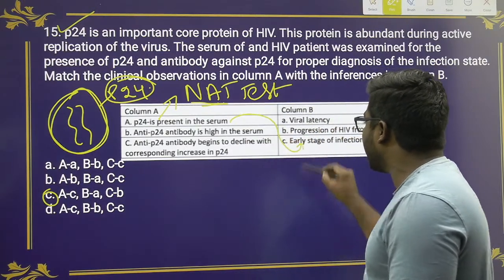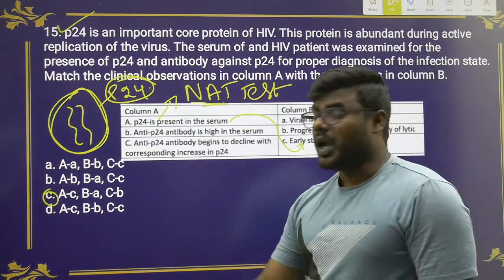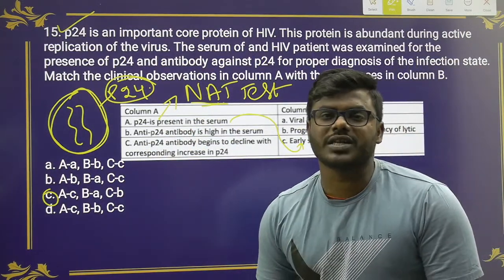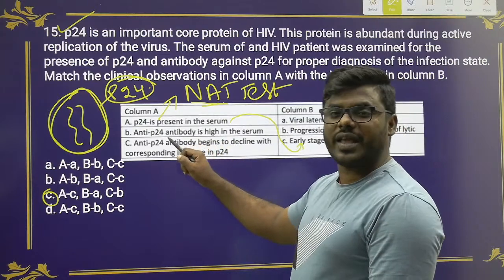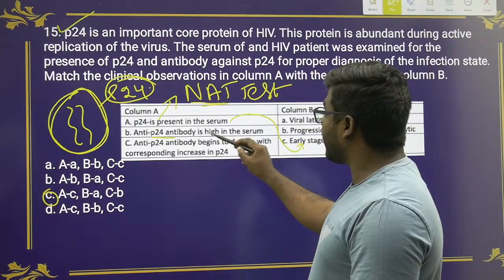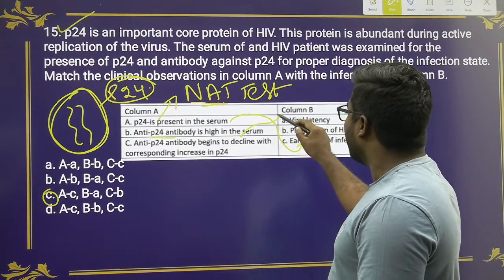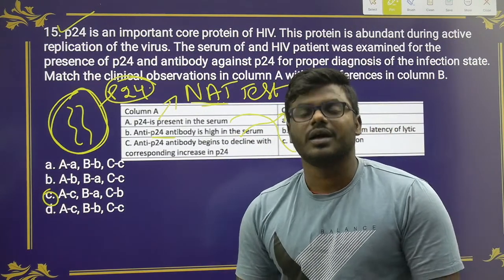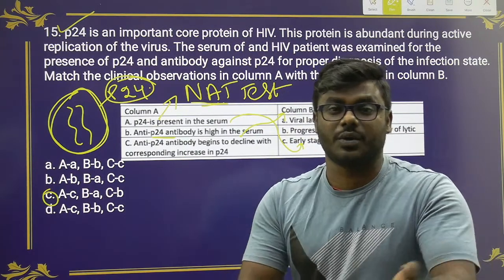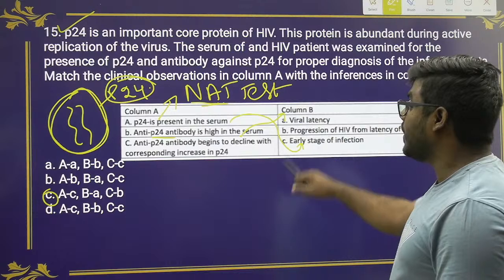Early stage of infection. Now, if a particular person has that particular P24, what does the body start doing? It starts producing the anti-P24 antibody. So anti-P24 antibodies are high in the serum, which indicates that the viral antigen is progressing, which we call viral latency.